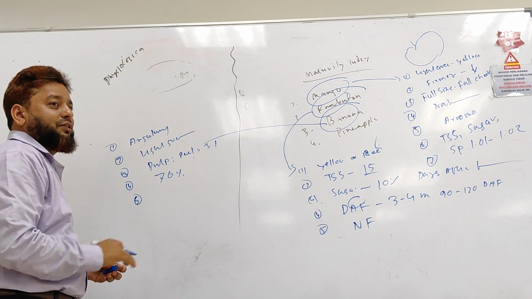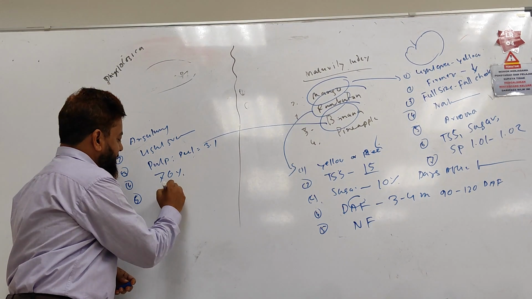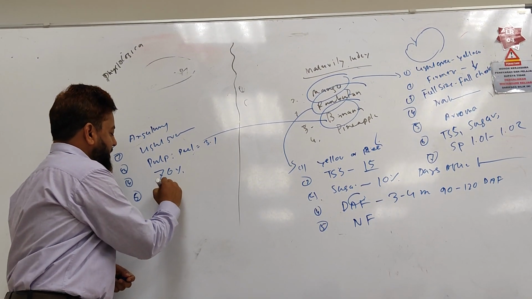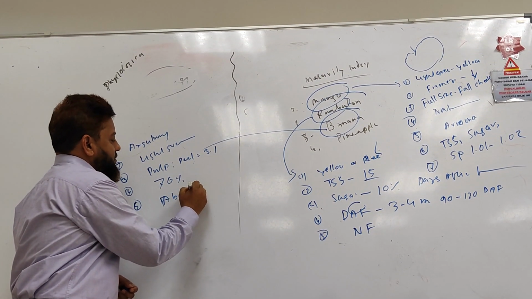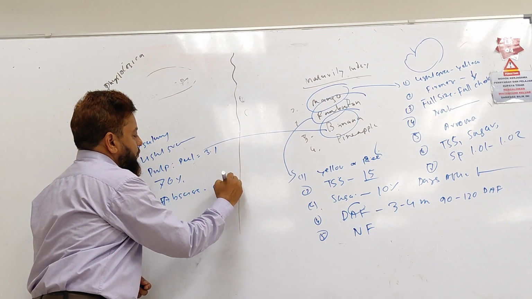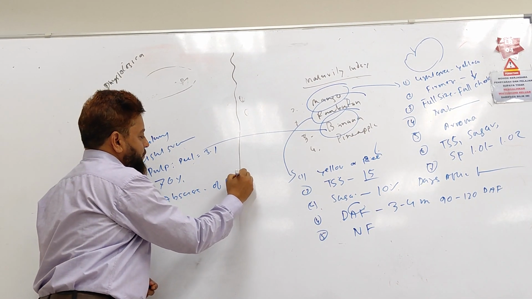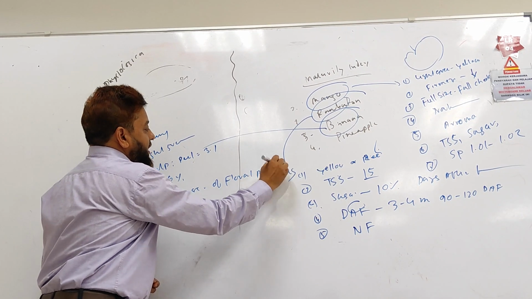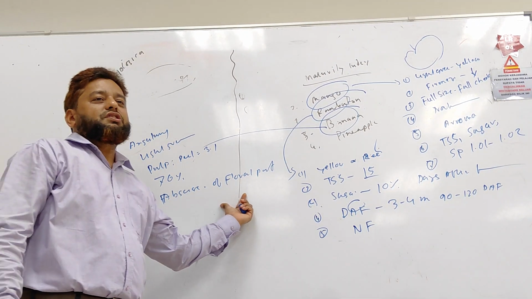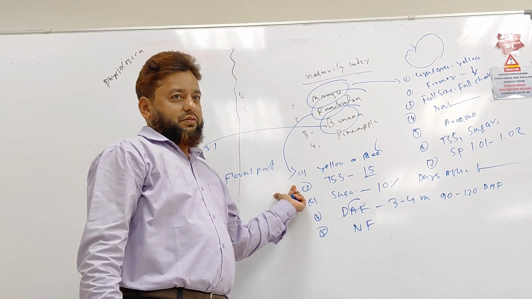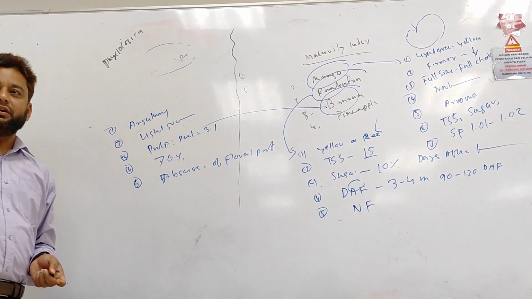Okay, number 5, stigma and style drop. Actually, it means abscission of the floral part, okay? Abscission of the floral part. So it means if the stigma and style drop, okay?